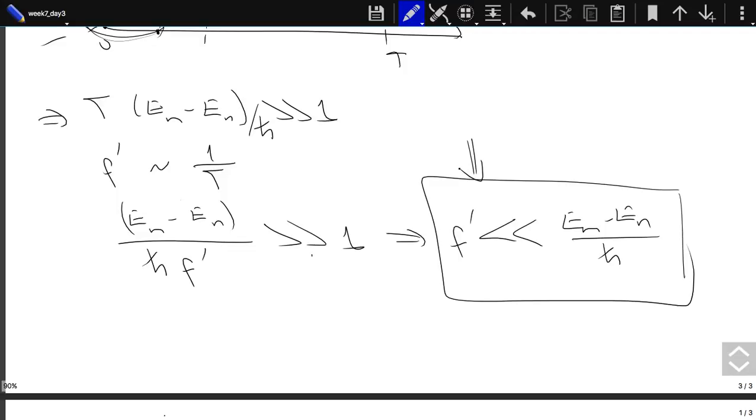Which means that within a time that my f changes significantly, my wave function should oscillate very fast. So that also means that since my wave function is oscillating very fast, in a single oscillation of my wave function, my potential doesn't really change. And to very small changes in the potential, my wave function just adjusts itself to that very small change.